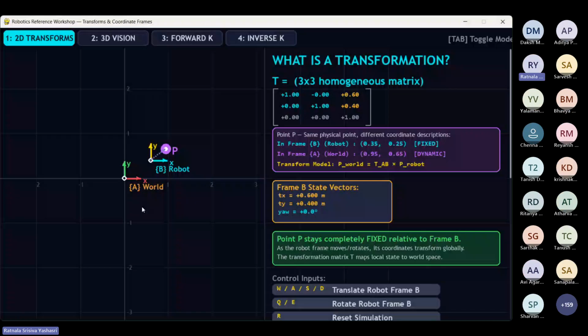So this is 2D transforms. Do not pay attention to the homogeneous matrix right now. Look in the box under it. So this point P is fixed relative to the robot frame, and when the robot moves, the coordinates of P with respect to the world frame would change. So pay attention to the world frame coordinates, which are written in purple.